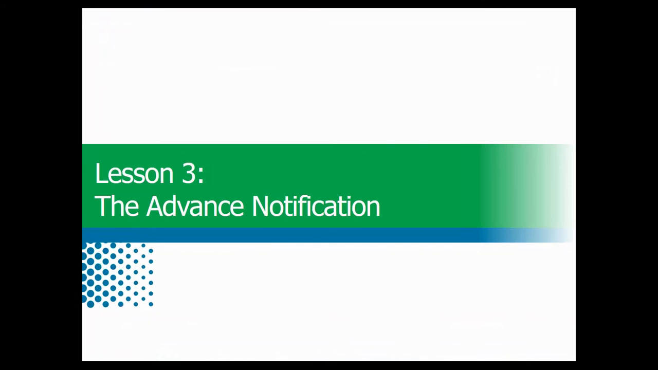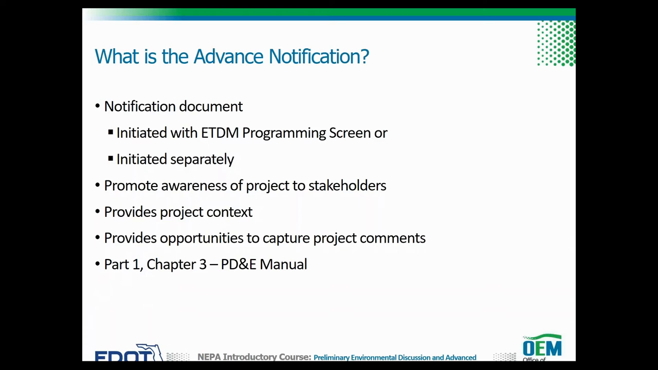We have now completed the discussion on the preliminary environmental discussion. In Lesson 3, we'll discuss the advance notification. What is the advance notification? The AN is a notification document. It is the means by which FDOT notifies agencies and other interested parties of a proposed transportation action.